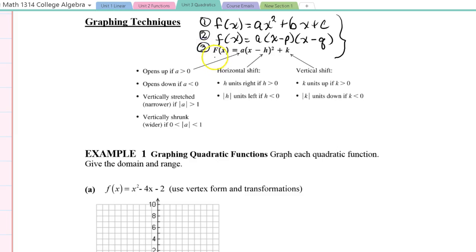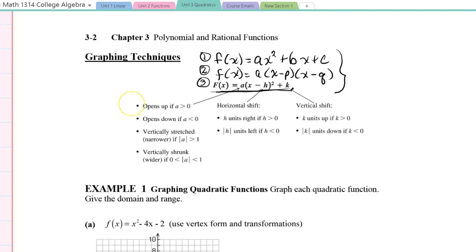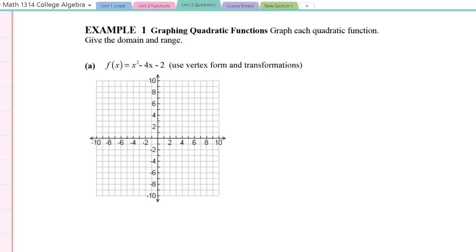So I like this form because it relies on what we already know about parent functions and their transformations. This particular part of this handout will actually remind you of our transformations. We've discussed all of these in the previous unit, but we will be using them only for quadratic equations in this unit. So let's take a look at example number 1.